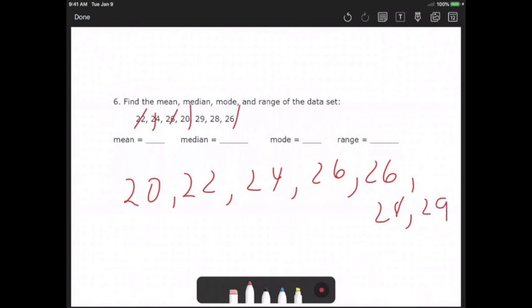All right, so the range is 9 because 29 minus 20. The mode most often will be 26. Now, if there was only one 26 there would be no mode because there wouldn't be one that's most often. All right, let's do the mean real quick. 20 and 22 is 42, plus 24, plus 26 and 26 is 52, plus 28, plus 29. So I get 175. And I want to divide that by 1, 2, 3, 4, 5, 6, 7. So divide that by 7. And I get 25 as my mean.